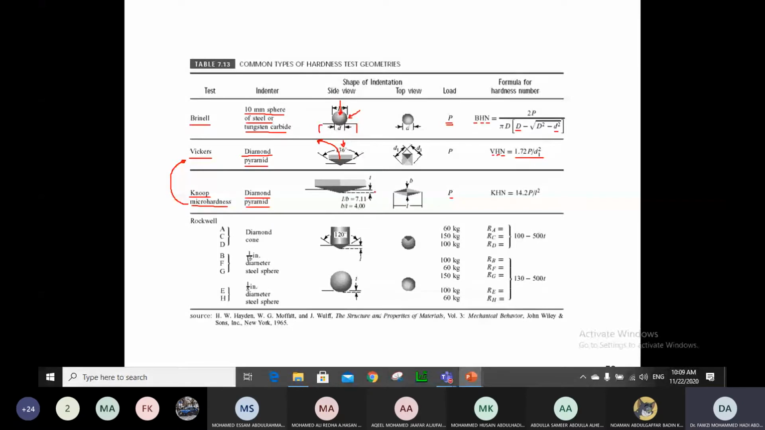These are the dimensions there, and this is the thickness of the indentation there. And the Knoop hardness number is measured by this equation, 14.2 P over L square. Now L here is the length of the indentation, which you could see there.